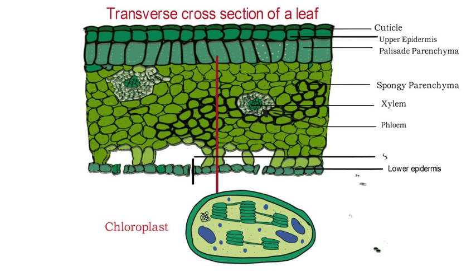So does it mean that photosynthesis takes place only in a leaf? The answer is certainly no. It can take place in any green parts having chloroplast or photosynthetic pigments.